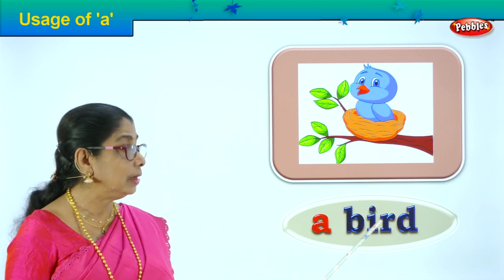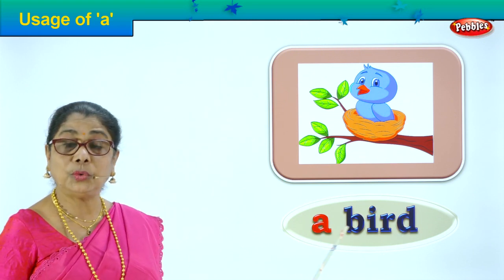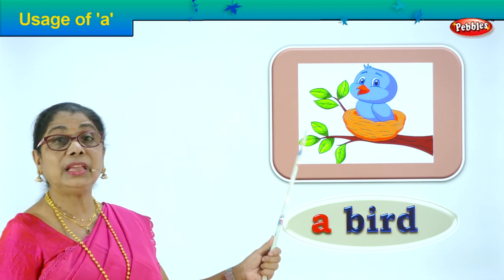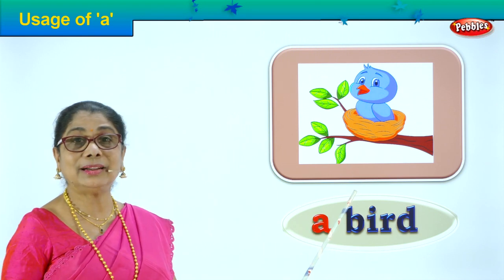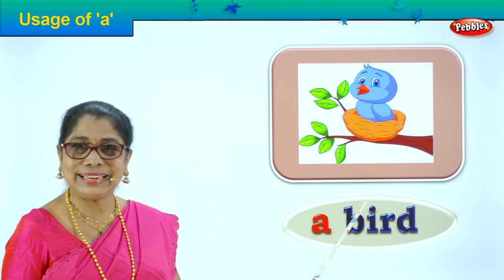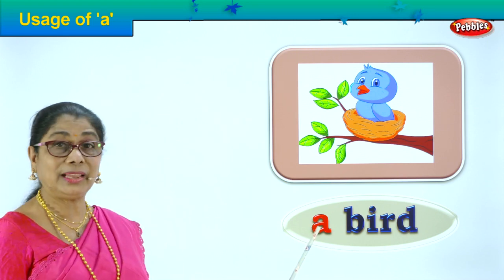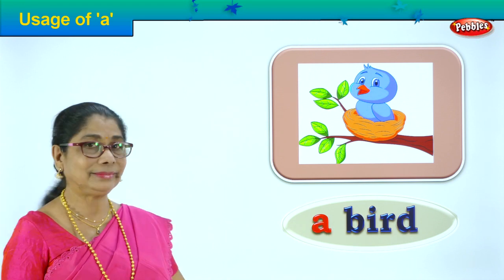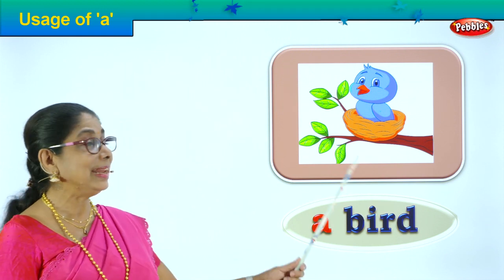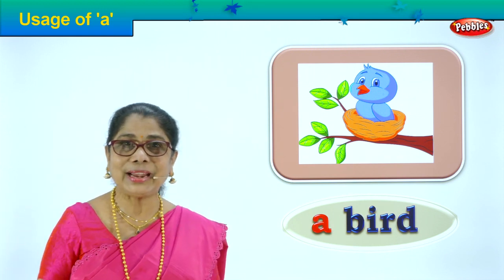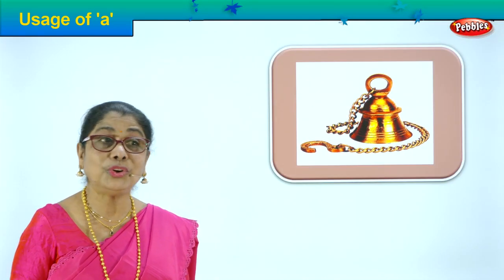Here we have the word bird. So we put a before the word bird. If it is leaf, you will say a leaf. Branch, you will say a branch. Nest, you will say a nest. Isn't it interesting? You will learn this because you're reading your text. You cannot make a mistake. Look at a bird on the branch, or look at a bird in the nest. Good. Shall we look at another picture? You will gradually learn as you go along.